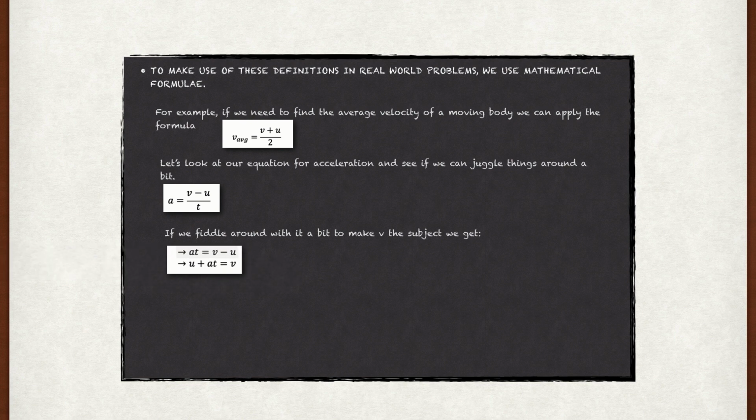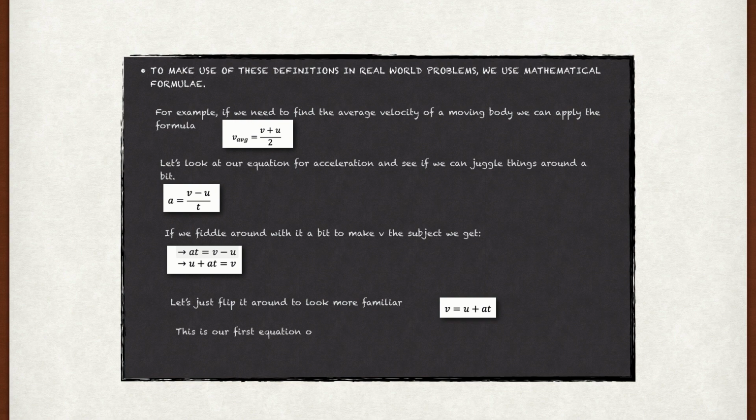All right, so we get that at is equal to v minus u, and u plus at is equal to v on the next line, and then we flip that around for something that's more familiar, which is v equals u plus a times t. And this is our first equation of motion.